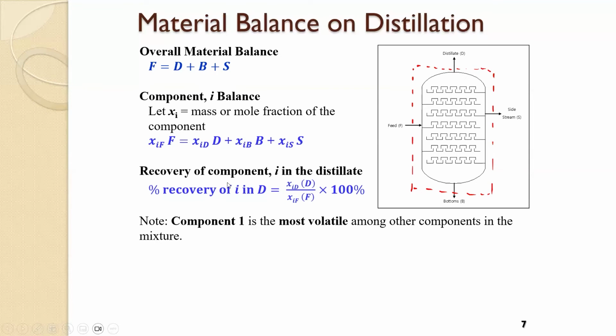So if that is the case, recovery of I in the distillate is the amount of the product in the distillate divided by the amount of the product fed. So XID times D over XIF times F, times 100. And then here, note that component 1 is the most volatile among the components. Whatever comes out of there, siya yung marami, siya yung most volatile. And again, usually, more often than not, the desired product is the one that comes out of the distillate.